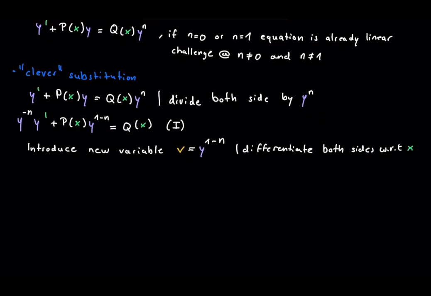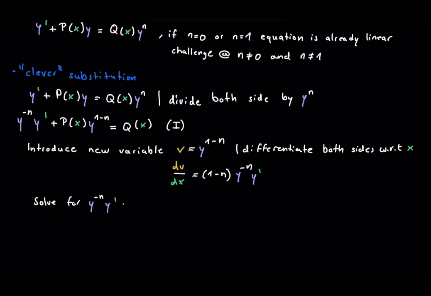When we differentiate y to the 1 minus n, we bring down the exponent 1 minus n, and then we multiply by the derivative of the inside, which is y prime. The power of y decreases by 1, so we get y to the negative n instead of y to the 1 minus n. That's why the derivative of y to the 1 minus n is 1 minus n times y to the negative n times y prime. If you look back at our Bernoulli equation, we already have a term y to the negative n times y prime sitting there. That's the key connection.